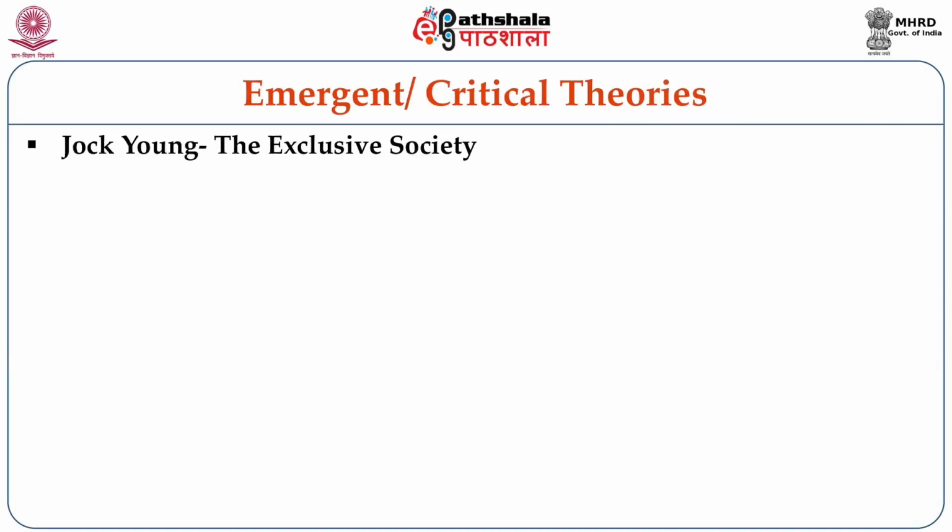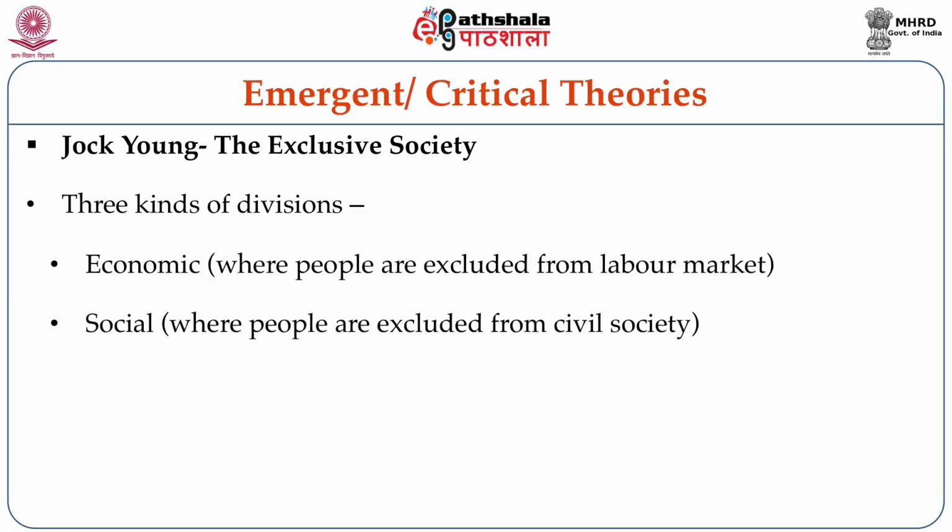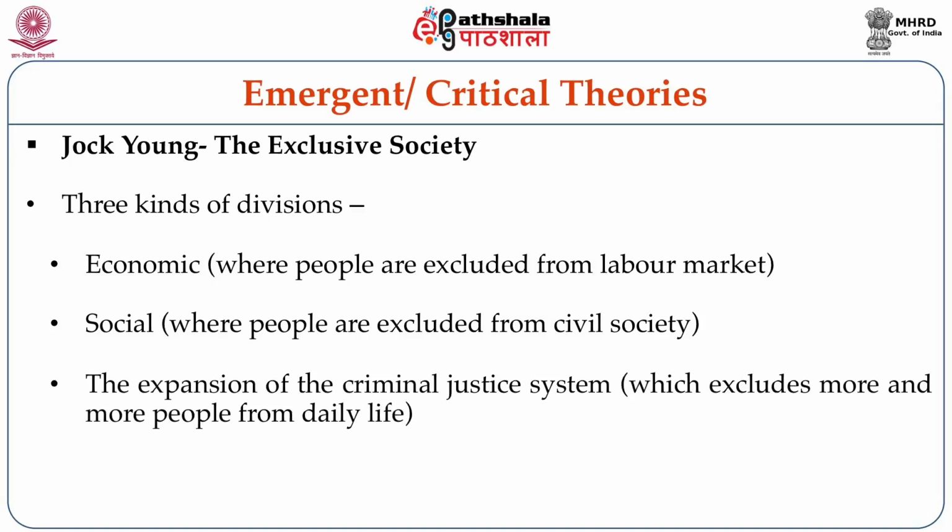Finally, we come to critical criminology theories. One of the people we can talk about is Jock Young, who says in his book The Exclusive Society that today we are living in times where there are three types of social exclusion taking place. Exclusion of people from the economic market in terms of the labor force; social exclusion, where large sections of society are getting excluded from civil society; and the expansion of the criminal justice system, which is excluding more and more people from their daily lives. So this is the kind of society we are looking at.